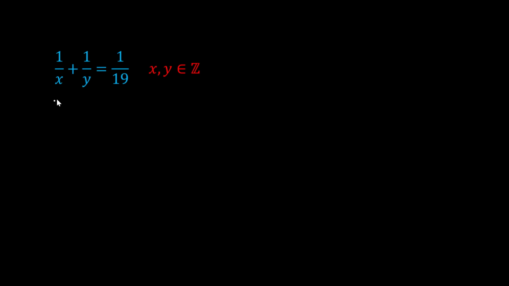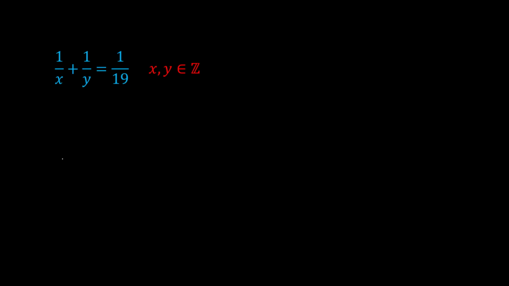Hi, in this video, we are presented with the following problem where 1 over x plus 1 over y is equal to 1 over 19 and x and y are integers. So we're looking for integer solutions to this problem. The first approach to solving this problem is actually to get rid of the fractions.